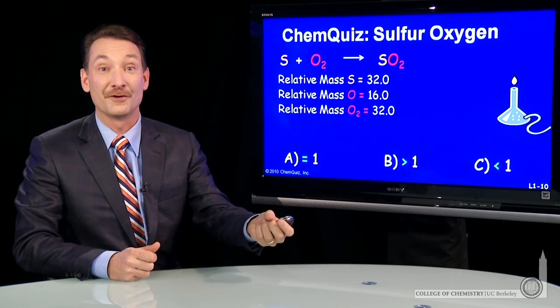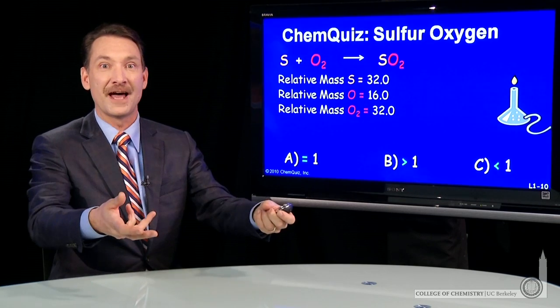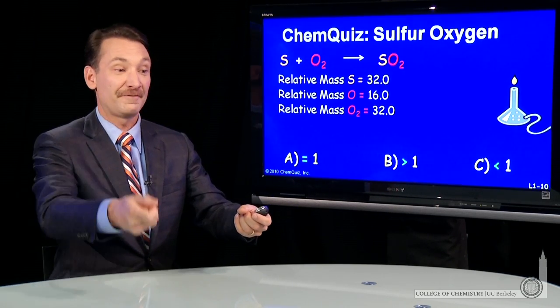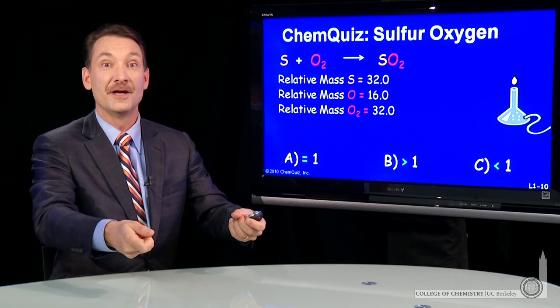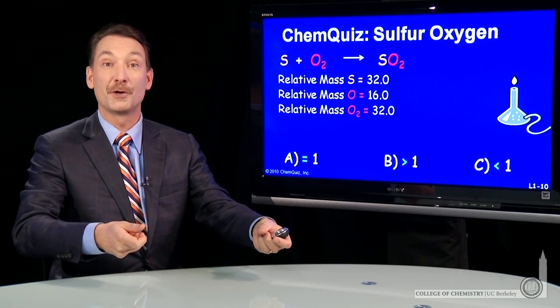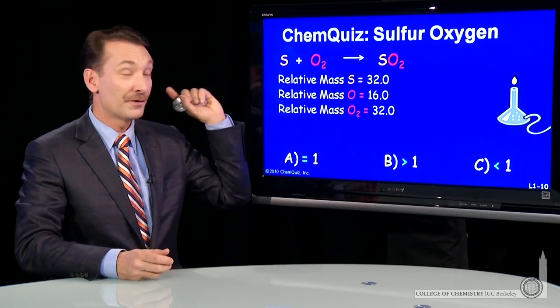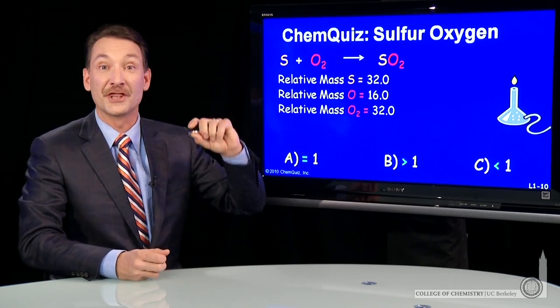Now, you don't have to take 32 grams. You could take half that. Then you'd have half a mole of each. So you'd have half of 6.02 times 10 to the 23rd sulfur atoms and half of 6.02 times 10 to the 23rd oxygen molecules. Or 1 gram of each. That's about a 30th of a mole.